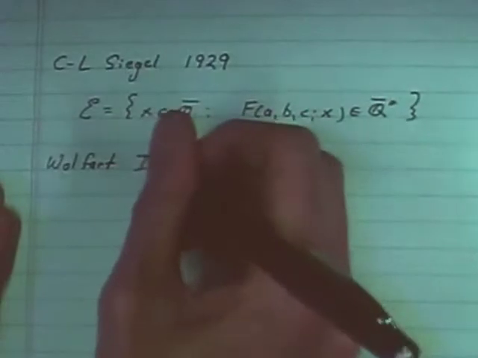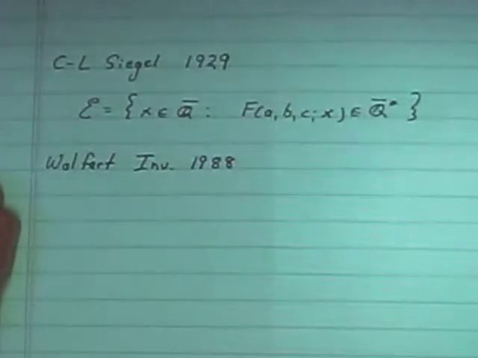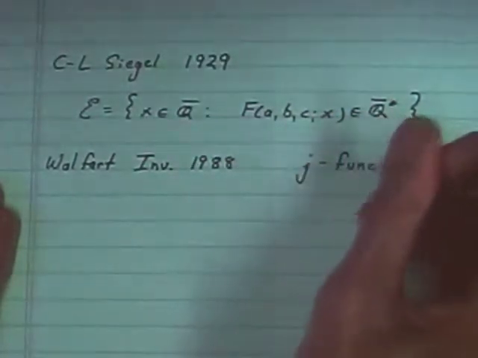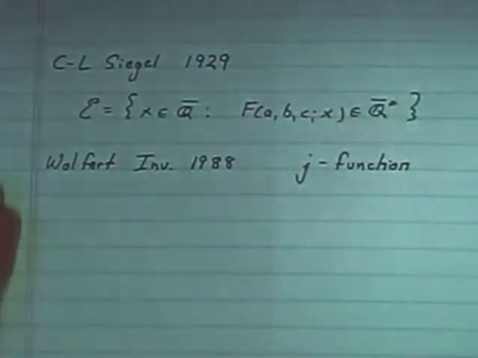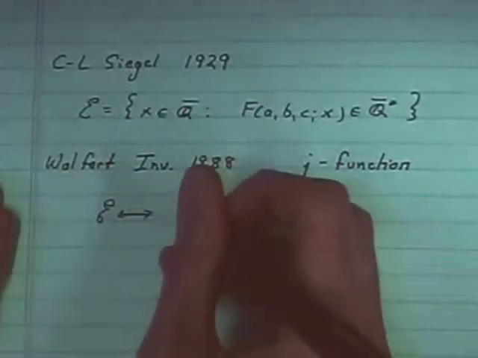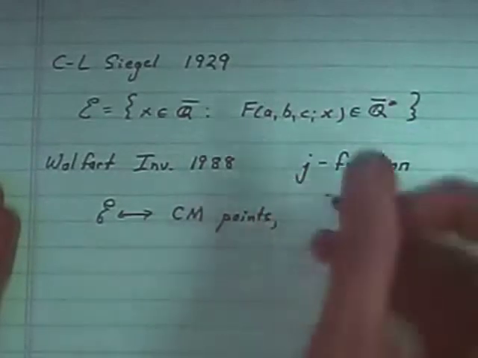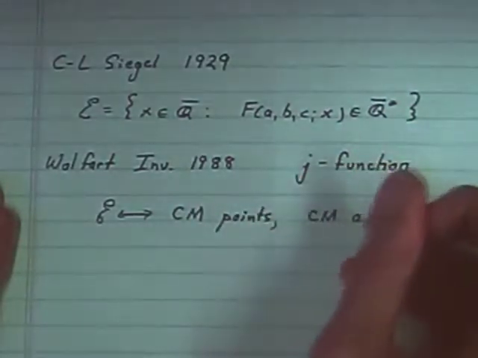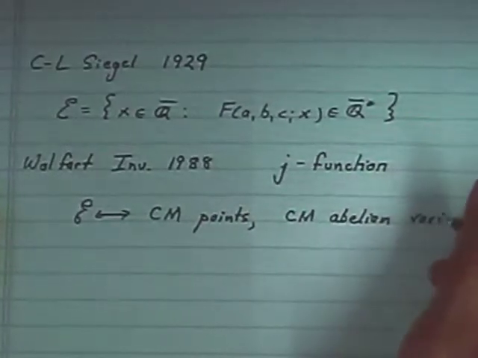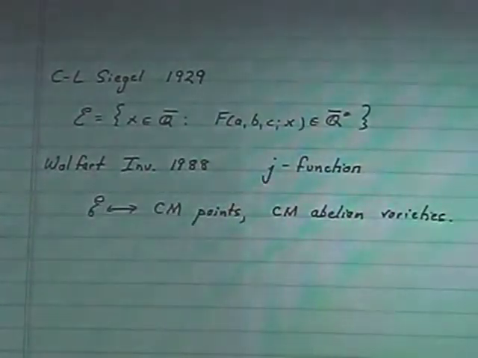published in Inventiones in 1988, it turns out that just like for the J function, this exceptional set corresponds to a set of complex multiplication points. So we have to appreciate why that's true.